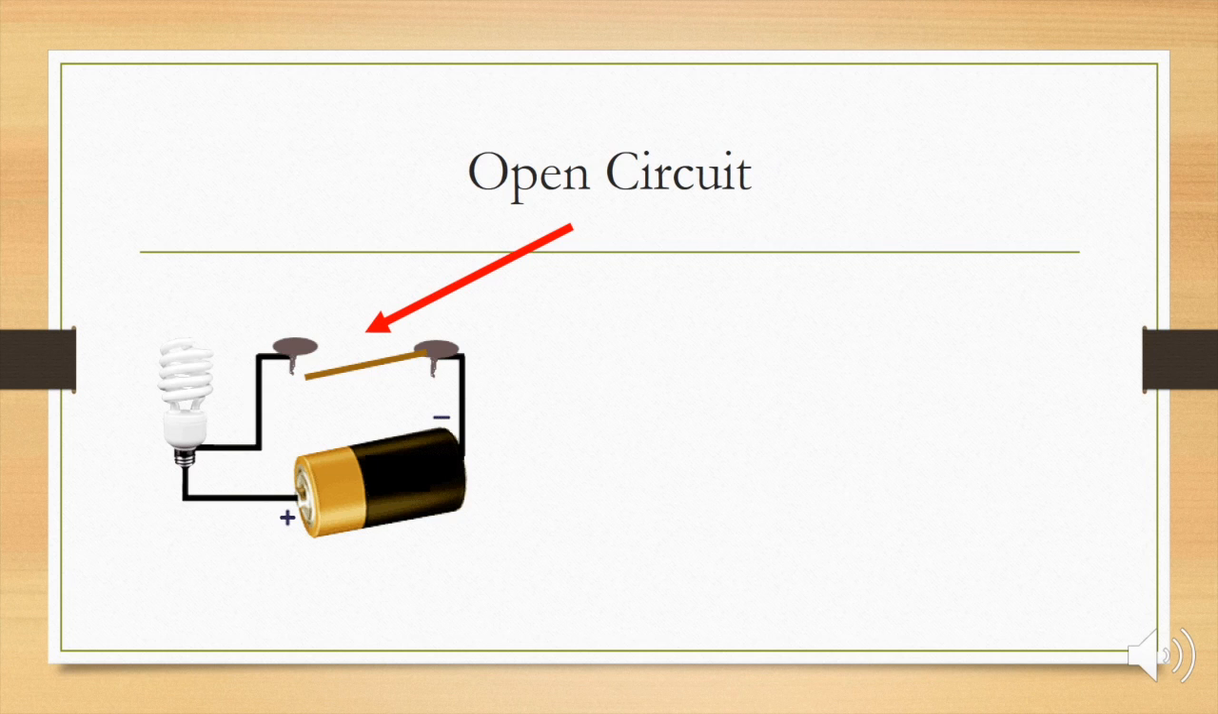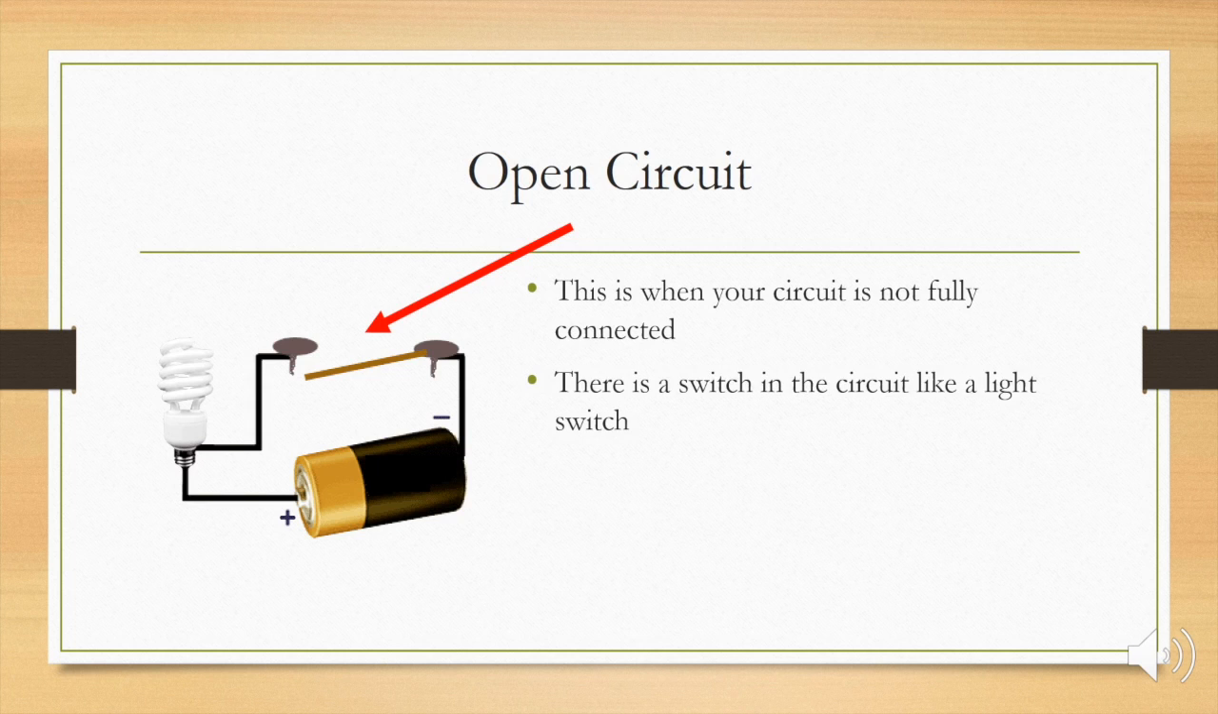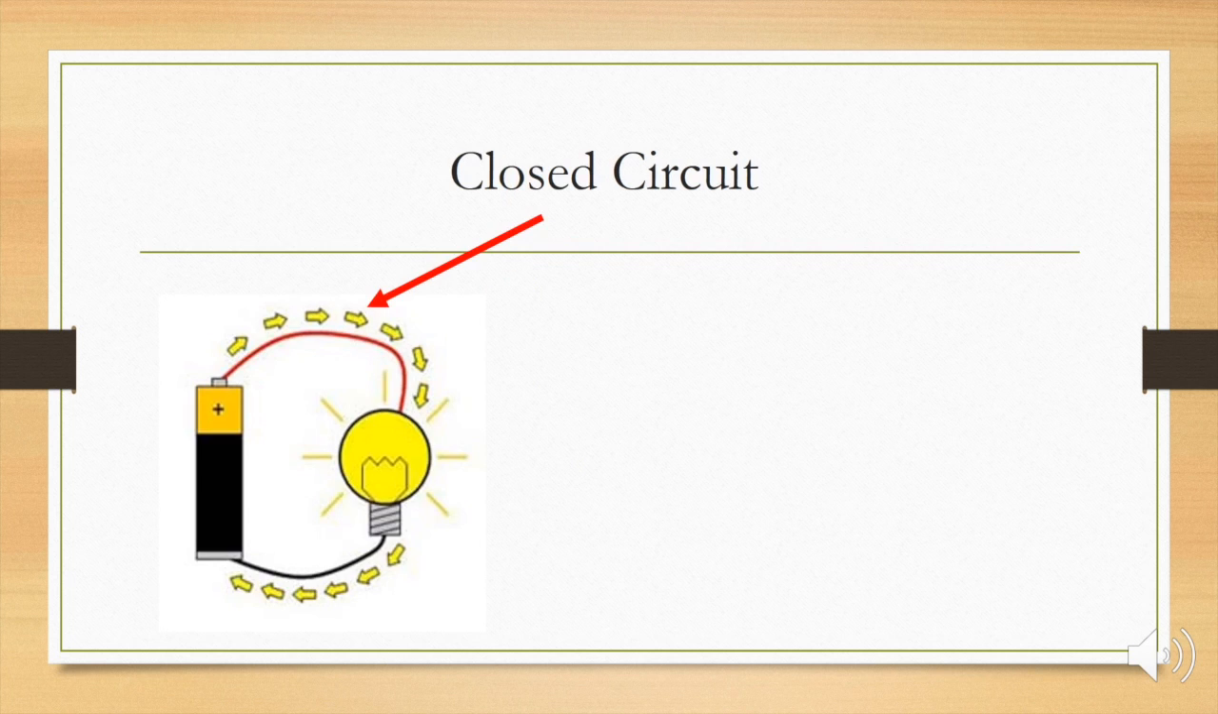Now we're going to talk about open circuits. An open circuit is when your circuit is not fully connected, and there's a switch in the circuit, like a light switch. As you can see, the red arrow is pointing at that switch. When the switch is off, the circuit is open, causing no electricity to flow through. That's why the light is off.